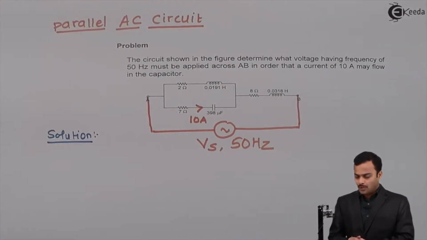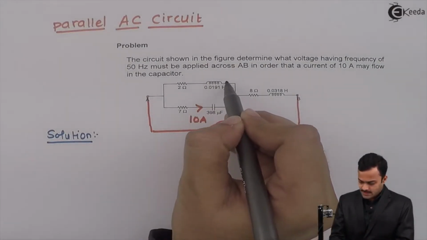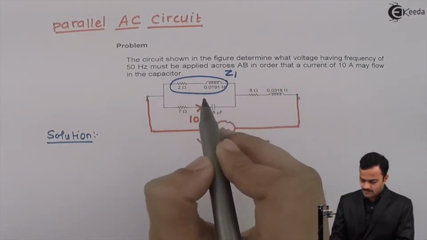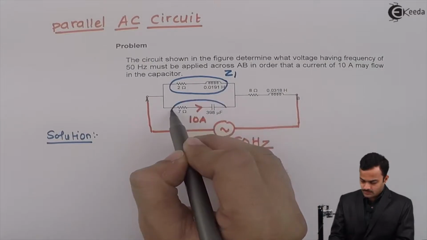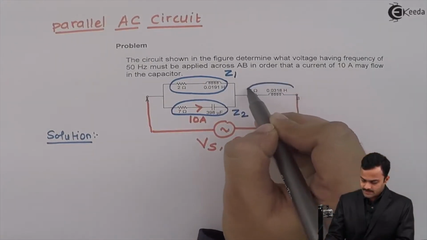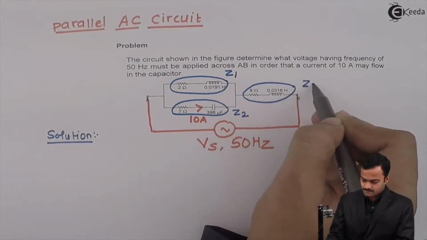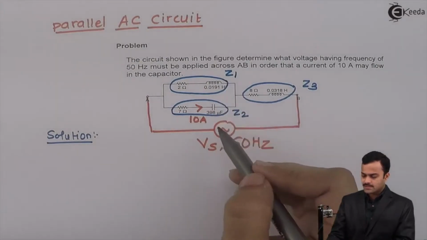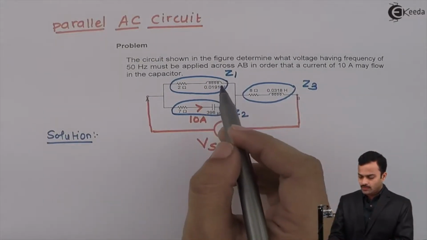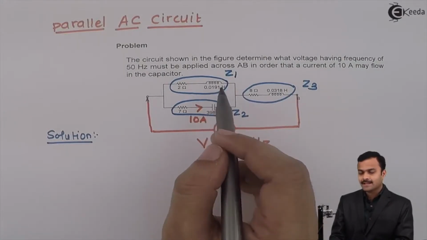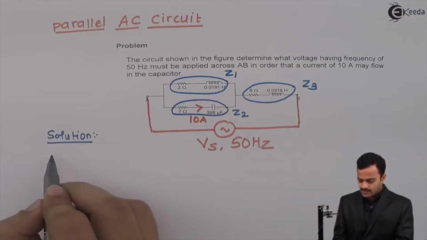If you see properly, three impedances are given. I'll consider this as the impedance Z1, this impedance as Z2, and this impedance as Z3. So the first job is to calculate Z1, Z2 and Z3. But for calculation of Z1, I should know the reactance, because here the inductance value is given. So let's calculate XL1 first.